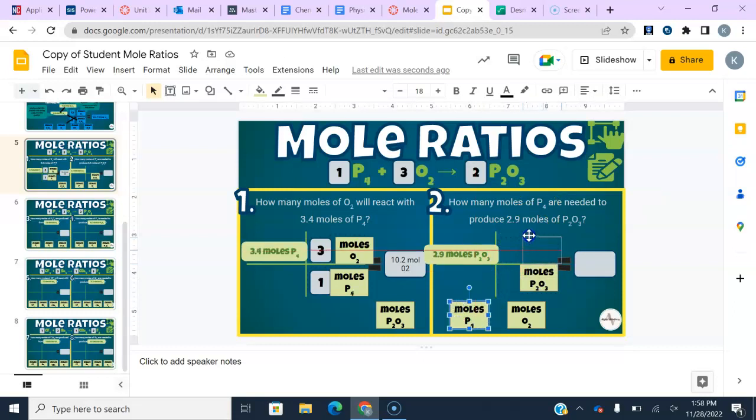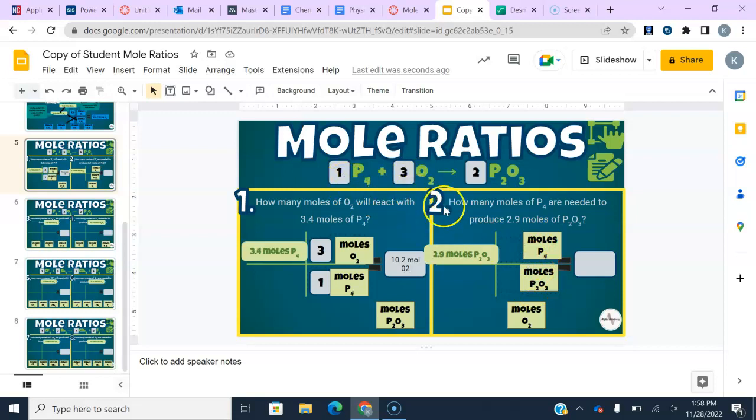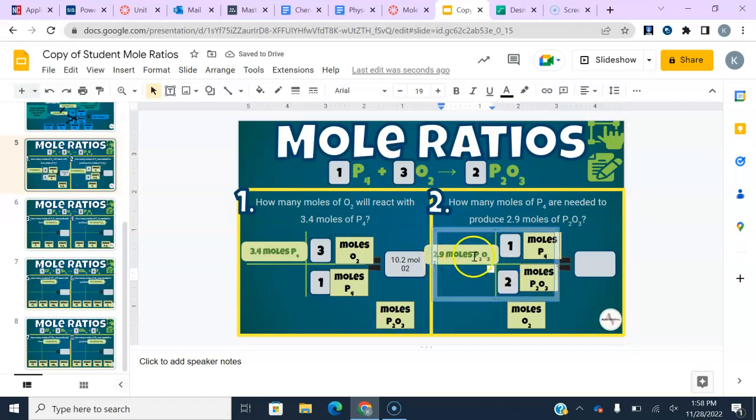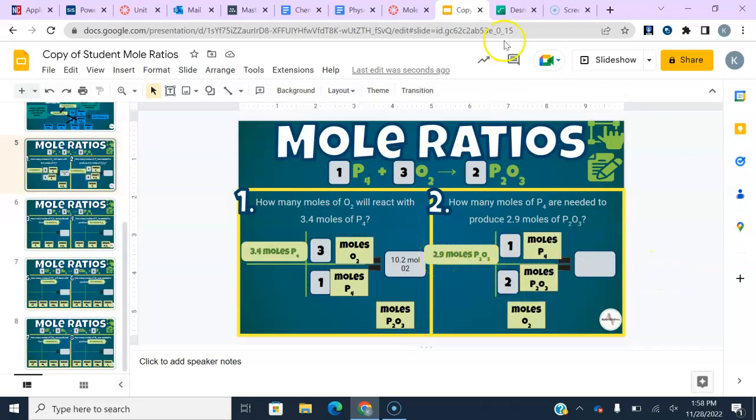These boxes can be a little bit tricky. You can drag them once you see the little 4 arrows on it, that's when you can click and drag them. Now I have to set up my conversion factor, which is my mole ratio. Again, we're just taking the coefficients in front of the compound. So for every 1 mole of P4, there are 2 moles of P2O3. Now we do have a value on the bottom. To solve this, we're going to do 2.9 times 1 divided by 2, which will wind up being just 2.9 divided by 2.